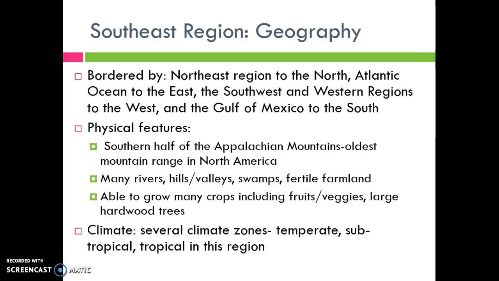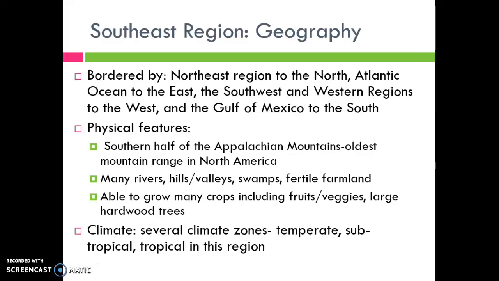This is where they have the bottom half of the Appalachian Mountains, which happens to be the oldest mountain range in North America. So it's a very old landscape. So you would find a lot of fossils and things like that here, which is why they have huge coal deposits in these areas, which you should have learned about in science. If you didn't, ask me later.